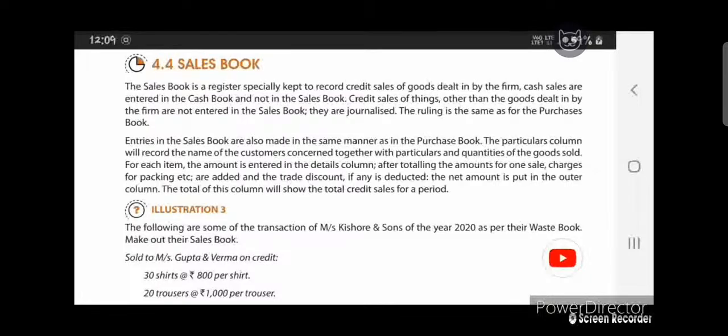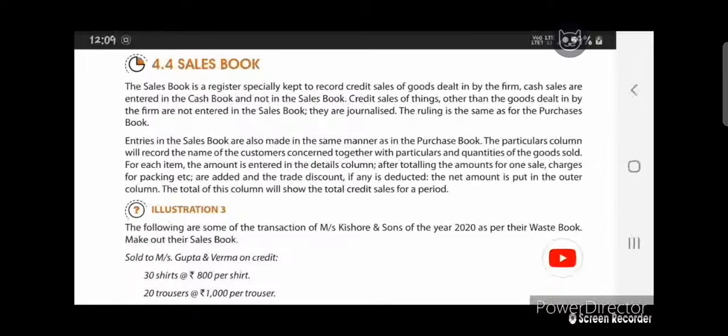Cash sales are entered in the cash book. So in the cash book you will enter the cash sale, and not in the sales book.